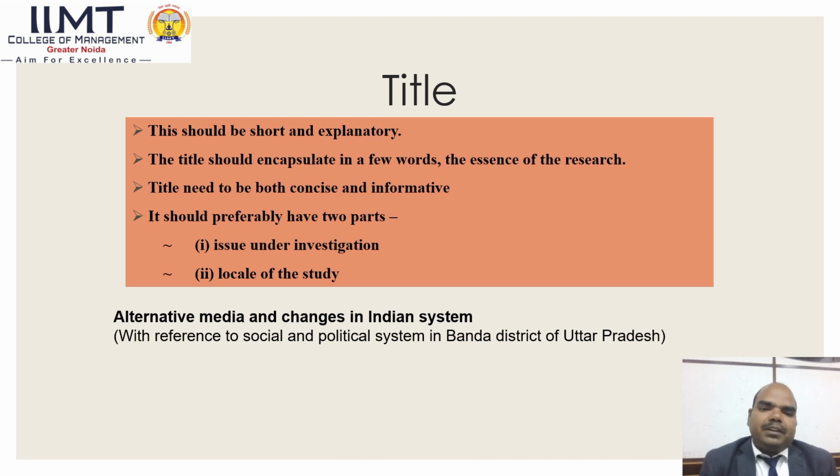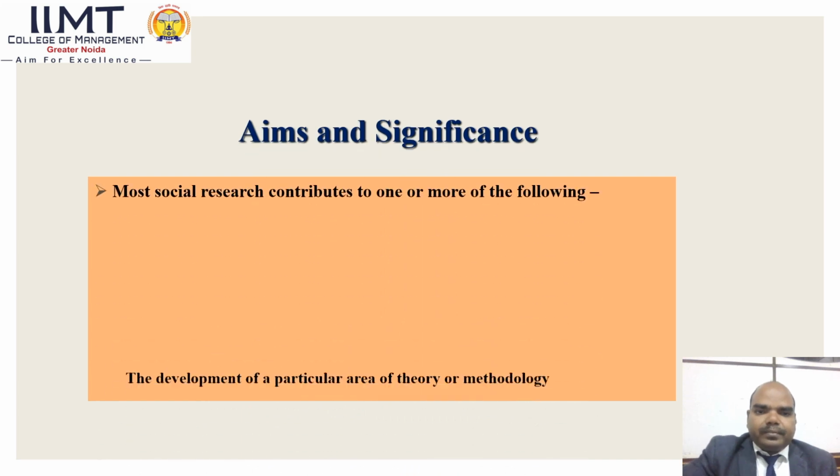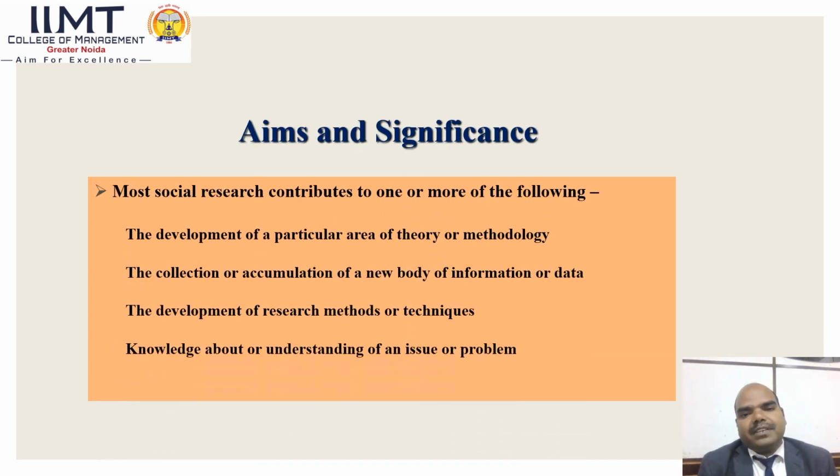Here is an example of a title: Alternative Media and Changes in Indian System. Alternative media is the first variable, the second variable is changes, and the third variable is Indian system. Alternative media and changes in Indian system, with special reference to political and social changes in Banda district of Uttar Pradesh. Aim and significance. What is the aim of your research? What is the significance of your research?